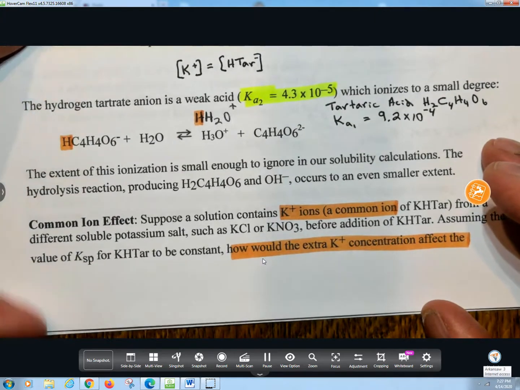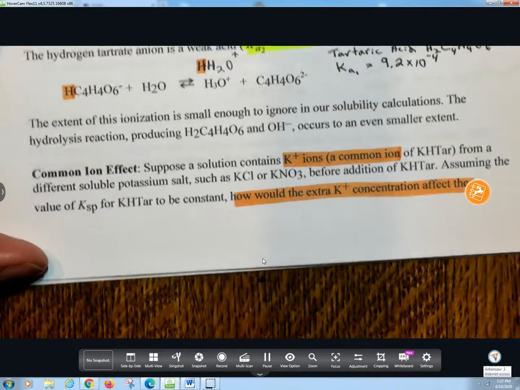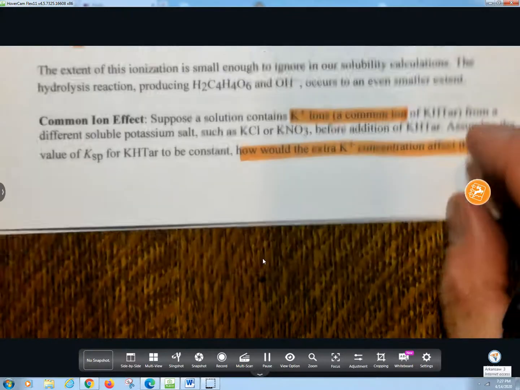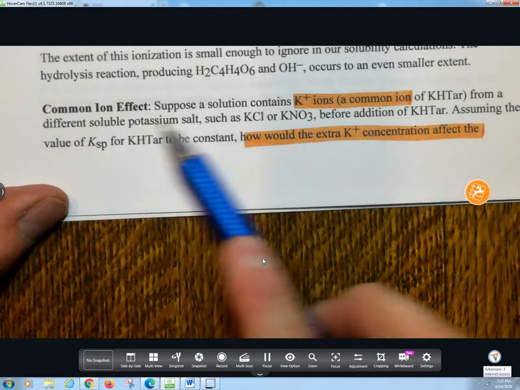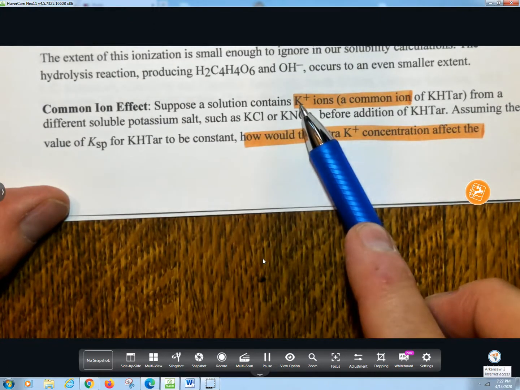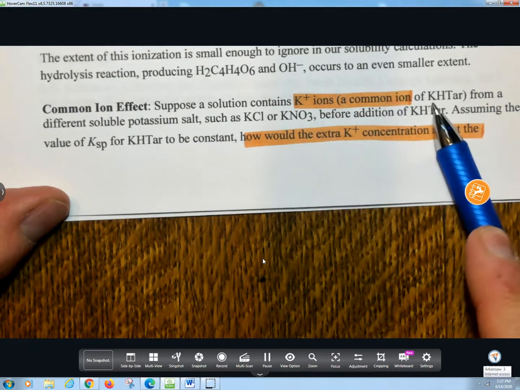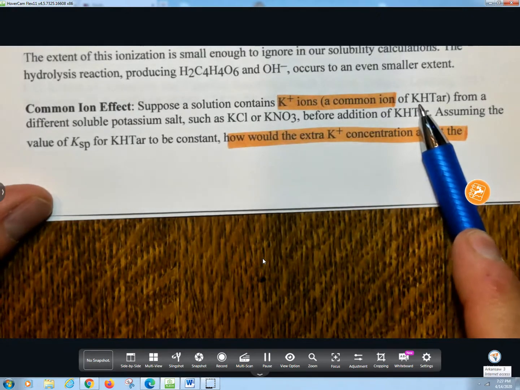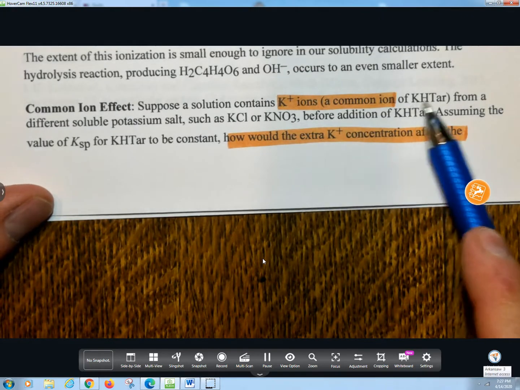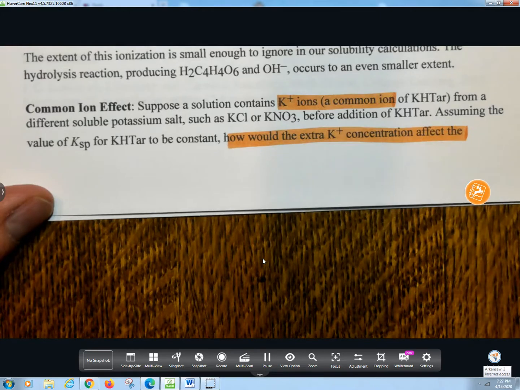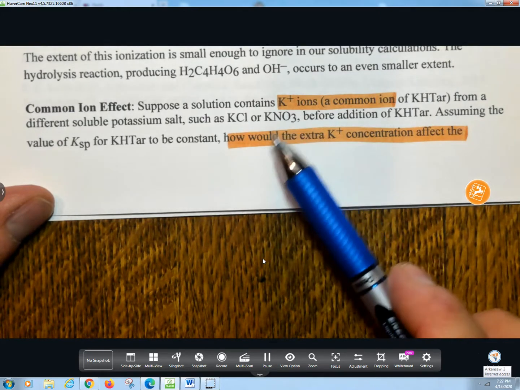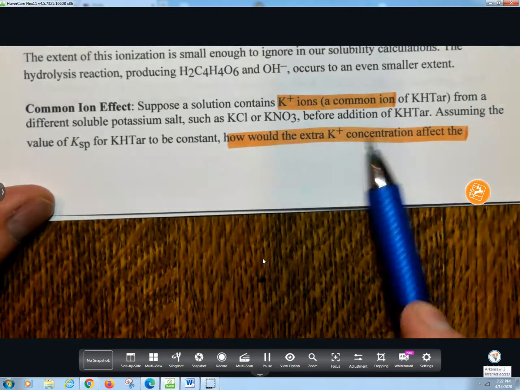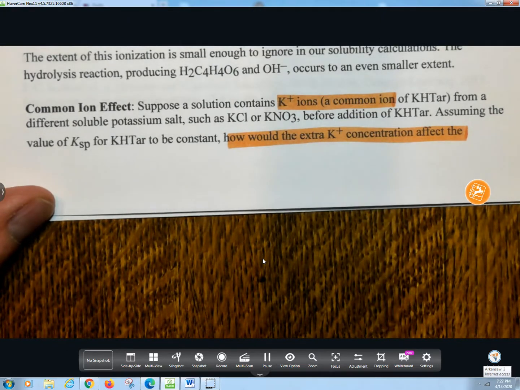Okay, so we are going to explore in this lab, though, the common ion effect. And that is going to be the potassium ion. So here we have potassium because the compound is potassium hydrogen tartrate, but we are going to dissolve that into a potassium chloride solution that is going to have some extra potassium in it. All right, let's go to page 3.